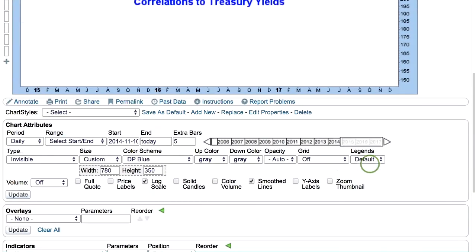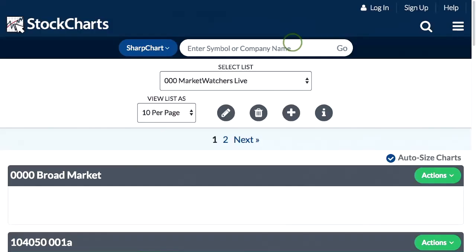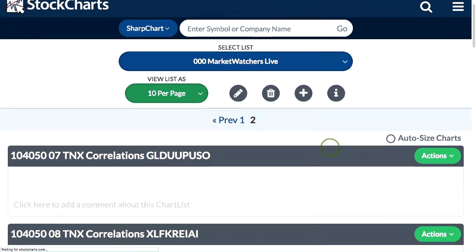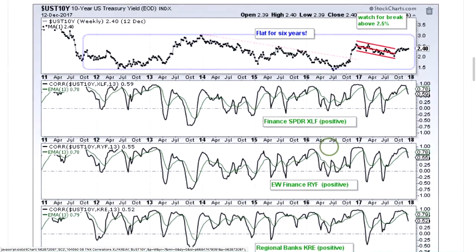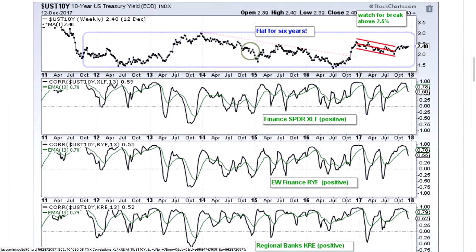Okay, so I'll go back to my scroll here, and we'll look at the view all. And then the second page is where those correlation charts are. So the next group for the 10-year yield would be financials. And look at this, 6 years of nowhere in the 10-year yield. What a frustrating trade. There's a little rough regression channel. That middle line is a linear regression, and the outer lines are equidistant based on the furthest high or low, which would be this low right here, I believe. And again, it shows that downtrend, and we need to break above 2.5% to get an uptrend going again in the 10-year. And if that happens, it's a positive for the finance sector, clearly strong positive correlation.